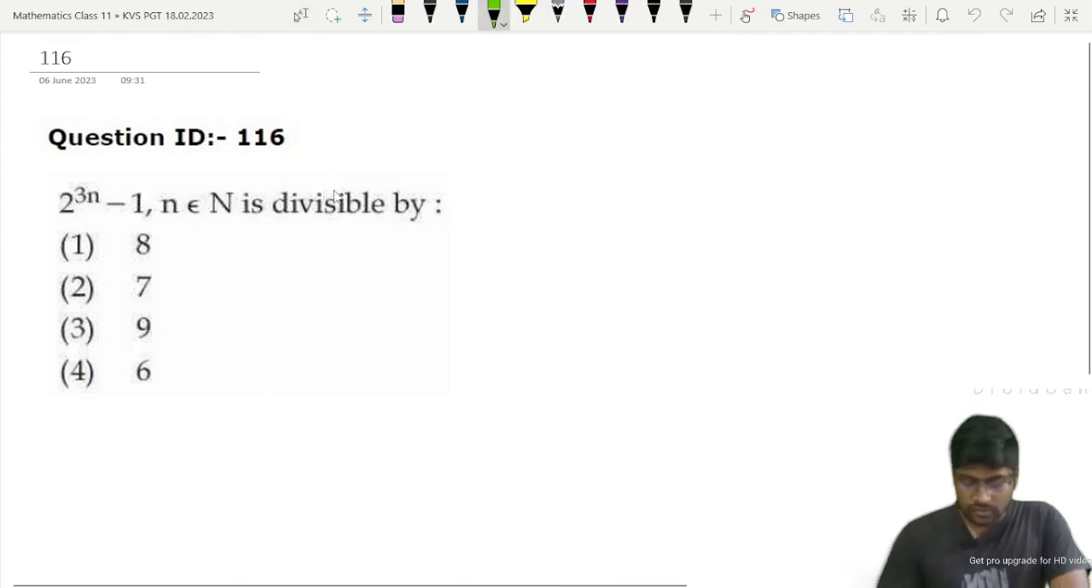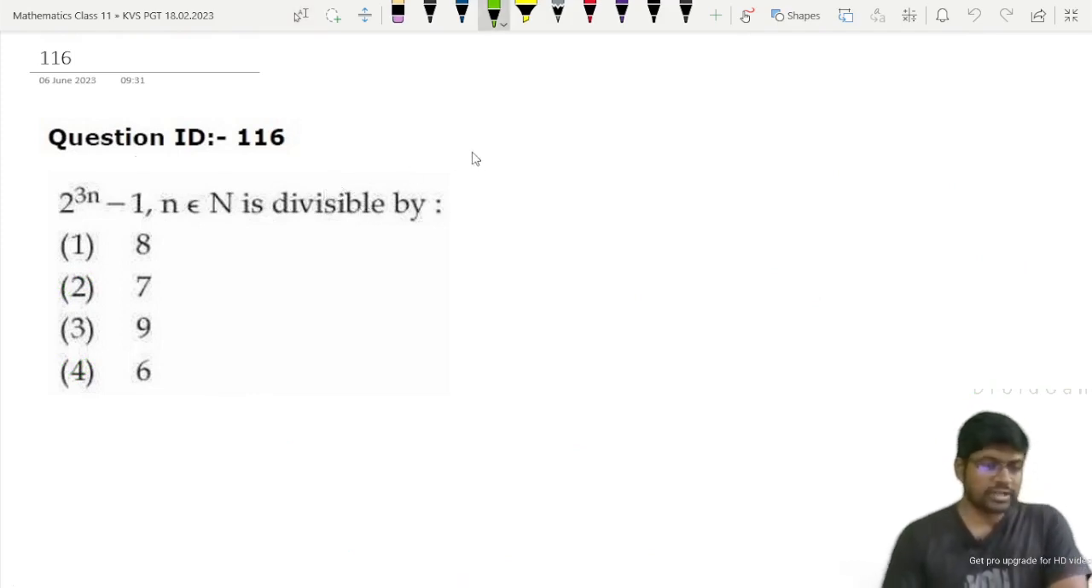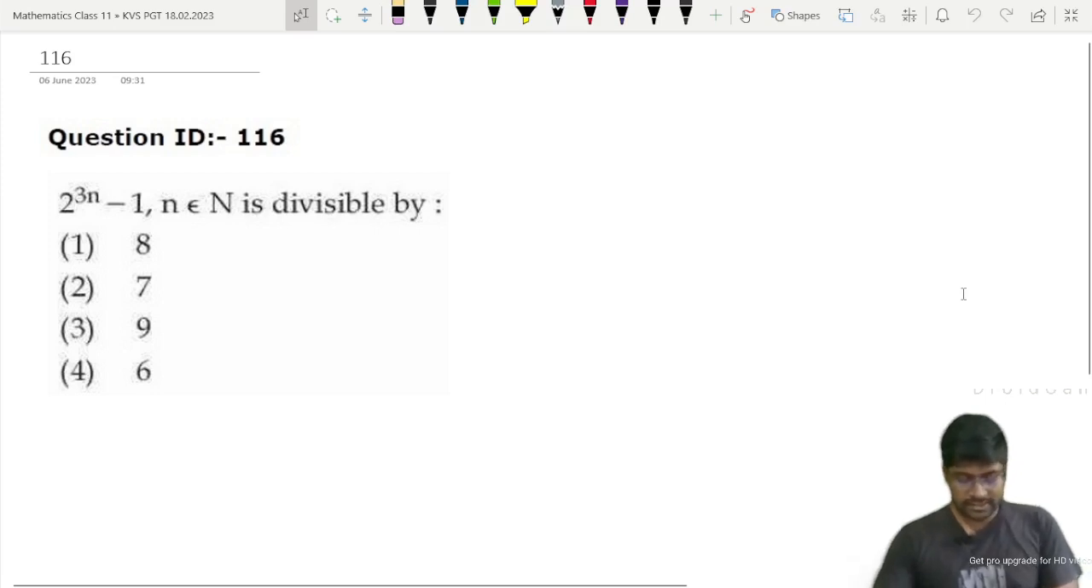Okay, here is question number 116. What is the question? Read it carefully. 2 to the power 3n minus 1, n belongs to natural number, is divisible by what? So we don't have to do anything, just check for a few n. Okay, n is equal to 1, 2, 3 like that. For a few n we have to check.